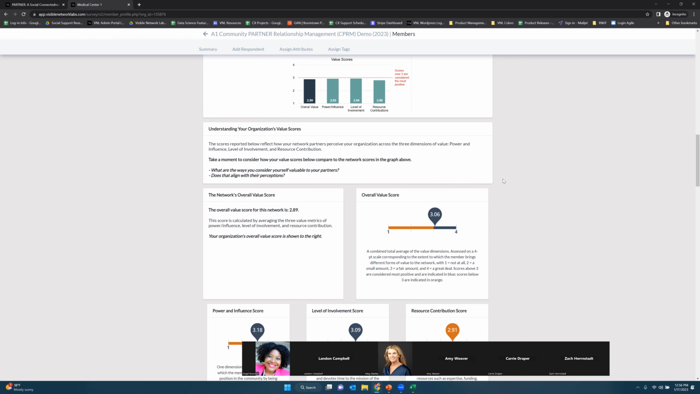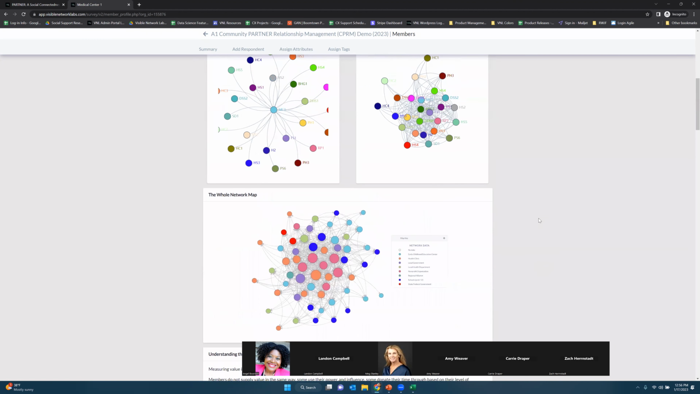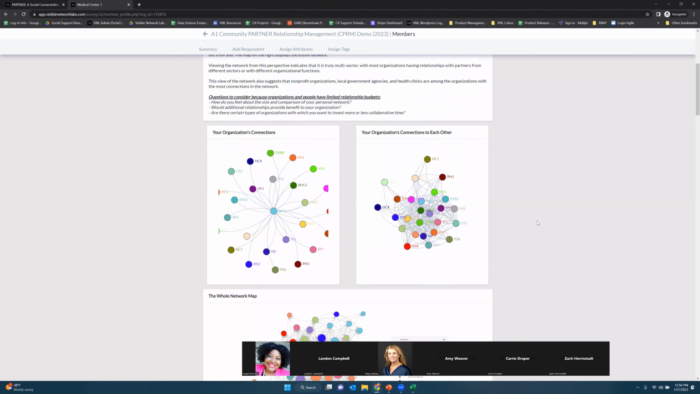What I love about these member profiles too is that it's a way to also hold members accountable, right? Because this is how they answered the survey. This is what they said they can contribute. This is their perception of the work.